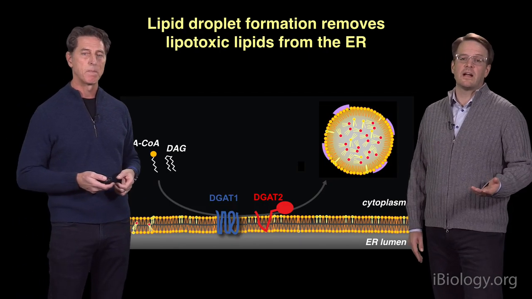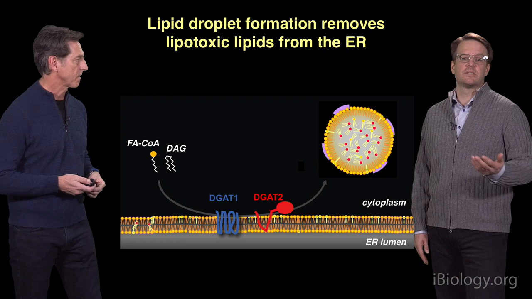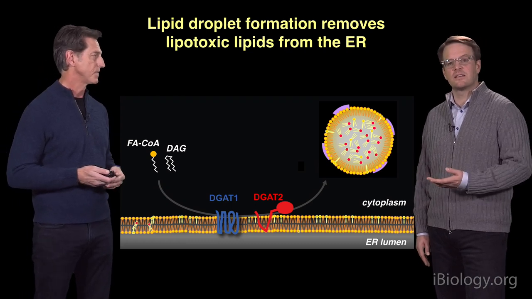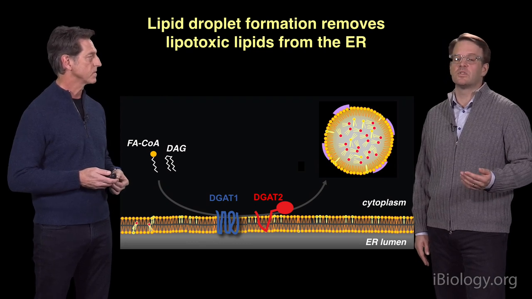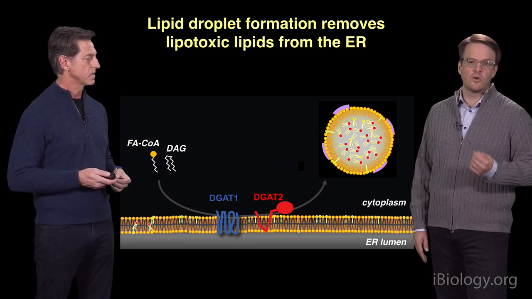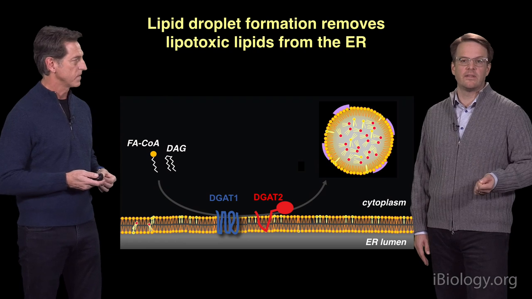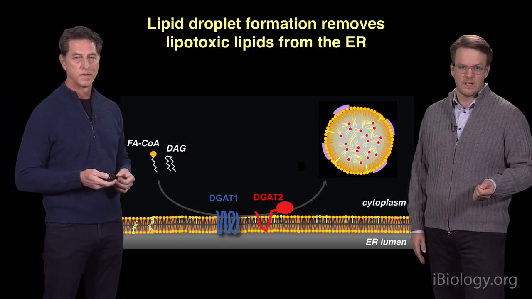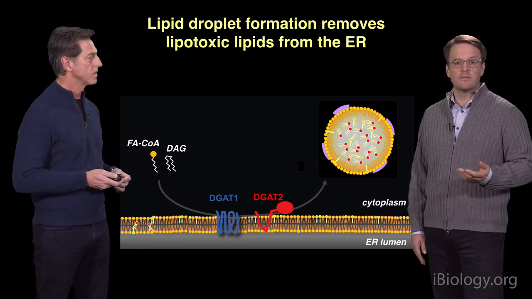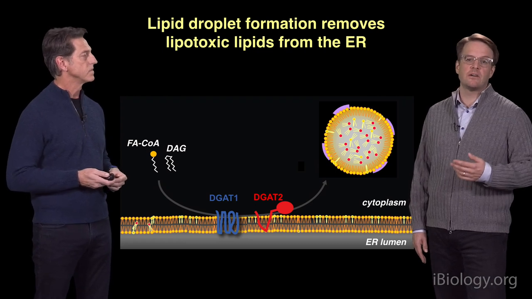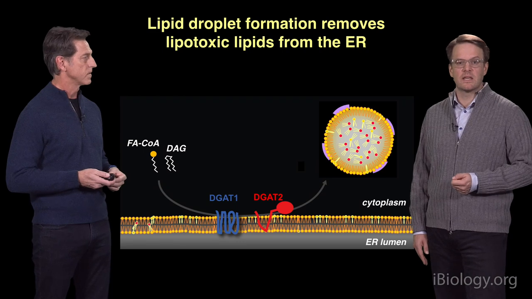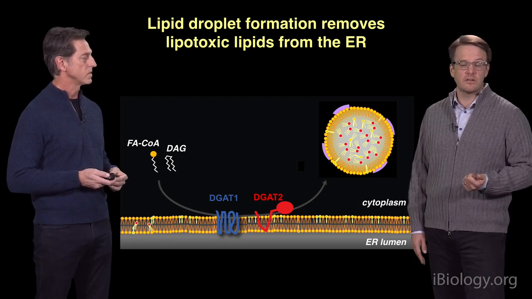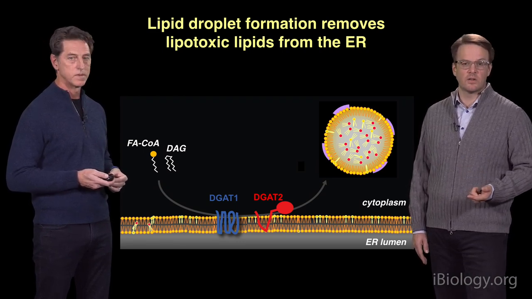Now, if you look at that reaction, though, it immediately becomes obvious that besides synthesizing triglyceride, the reactions catalyzed by the DGAT enzyme do something else. And that is, they remove fatty acyl-CoA and diacylglycerol from the cells. And that is important because both of those are bioactive molecules that, in addition to being metabolic intermediates, can also perturb membrane structure, and they can act as signaling molecules.